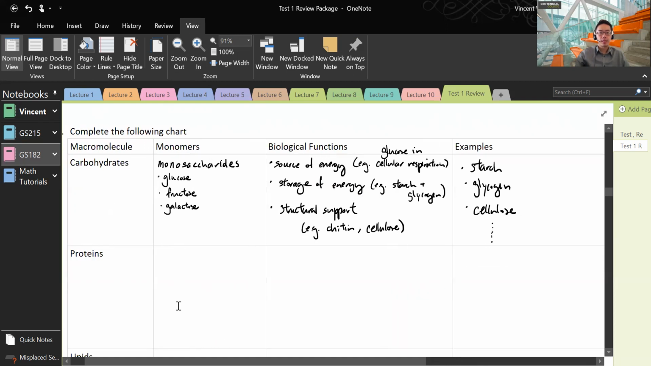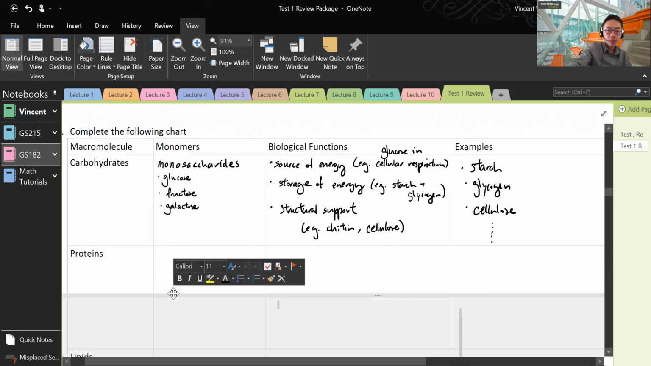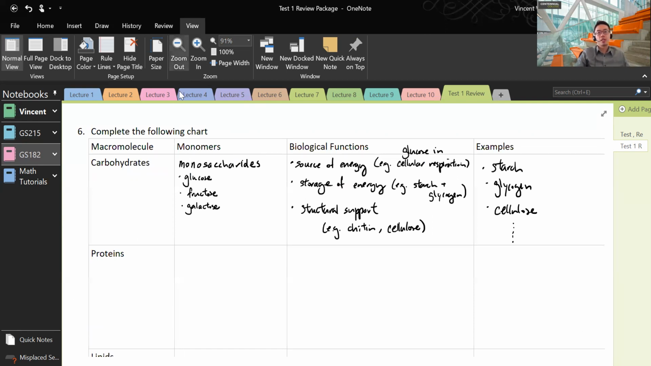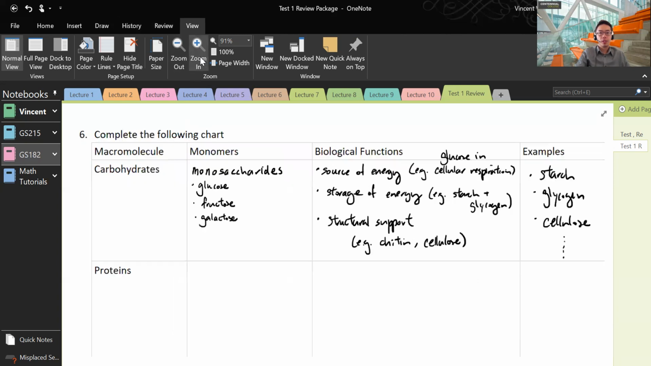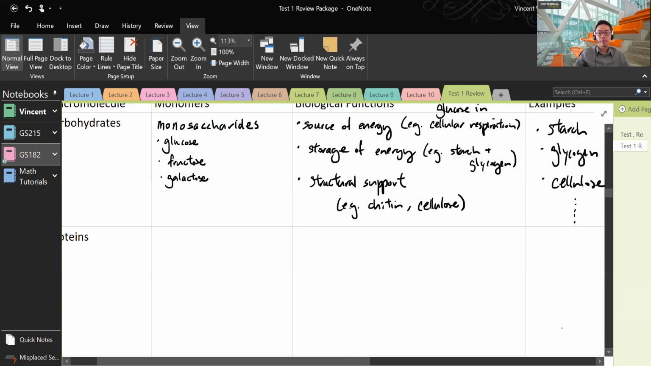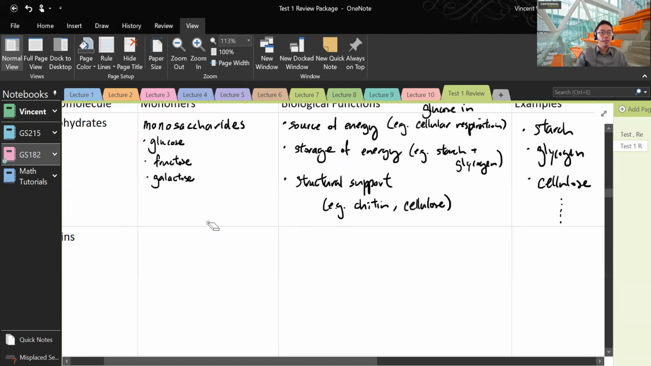Next one is proteins. Proteins. Monomers of proteins, anybody remember? What is the monomer? What are the monomers for proteins? The amino acid is correct. Amino acids, right? There are 20 of them in total. 12 of them are non-essential. 8 of them are essential. Essential means your body cannot make it and you must eat them.